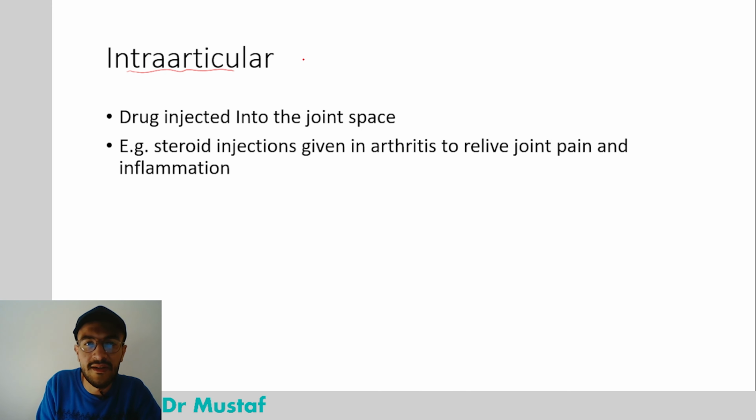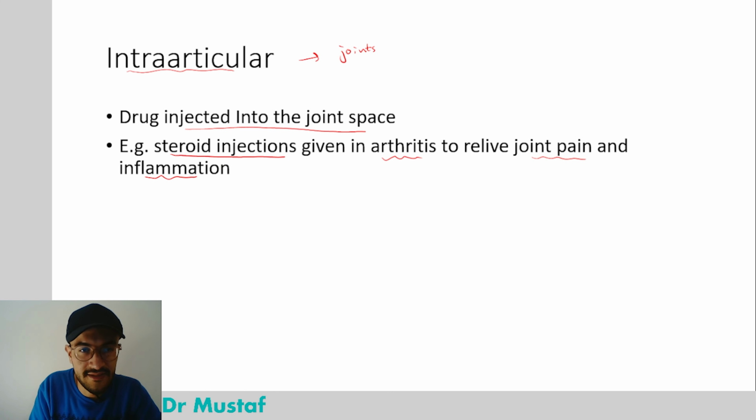That's when we give the drug into the joints. So the drug is injected into the joint space. An example would be the steroid injections given in arthritis to relieve the joint pain and inflammation. So we would give the steroids directly into the patient's joint, so we would have a very good local effect, reducing the pain and reducing the inflammation.